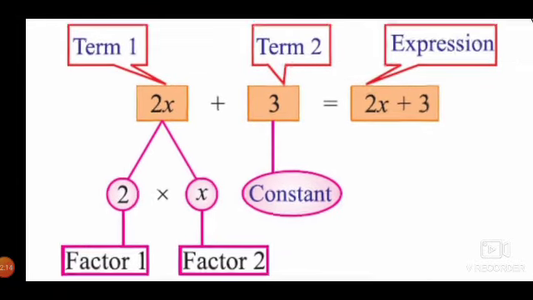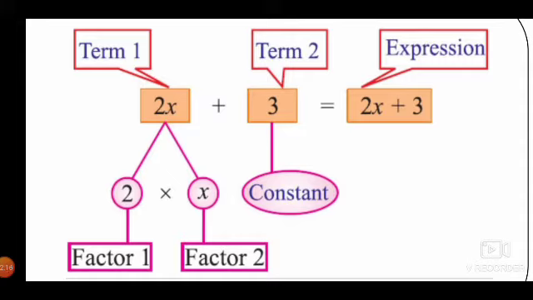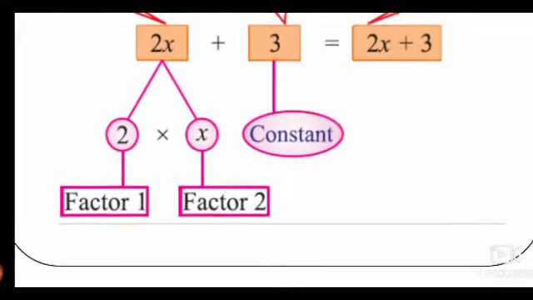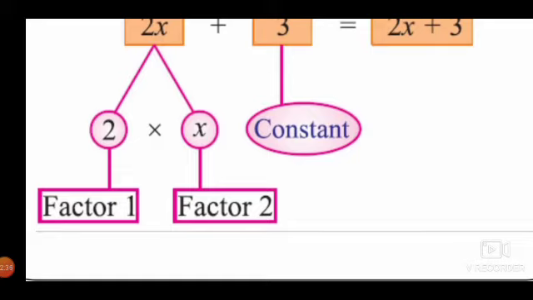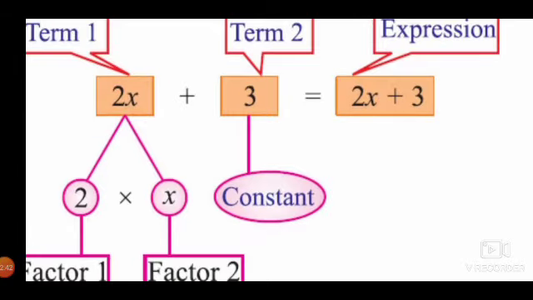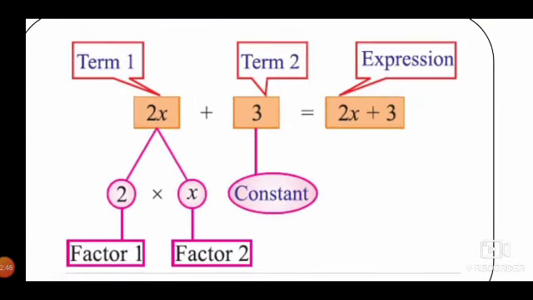Now here, what are the terms involved? Term 1 is 2x. Term 2 is 3. So this is called term 1 and term 2. Now, this 2x can be split into factors. Factors are what we split by multiplication. 2x can be written as 2 into x. So 2 is known as factor 1 and x is known as factor 2. As I have already told you, the number that stands alone is known as a constant. So here 3 is known as a constant.